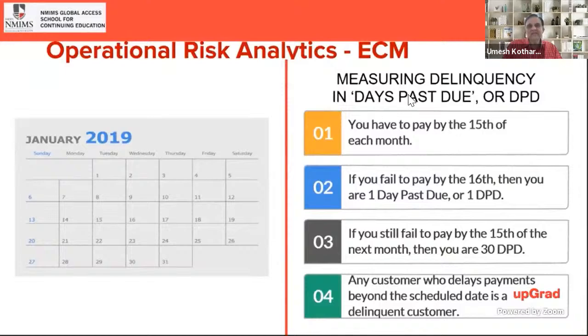So delinquency is measured in terms of days past due. As I said, the more the number of days, the more problem it is. The fewer the number of days, the more you manage it within the bank. If it's a one-off situation, the customer will pay back. Then there is no problem of you being worked up about the customer.